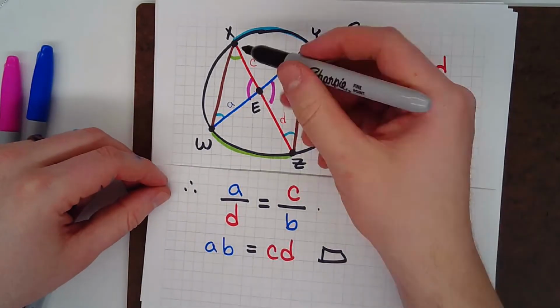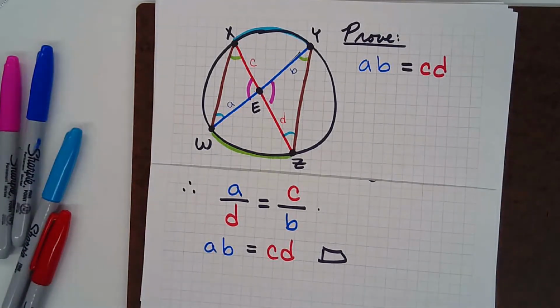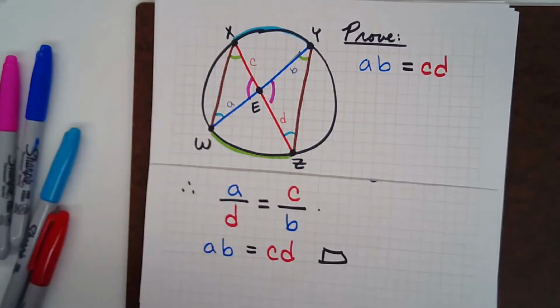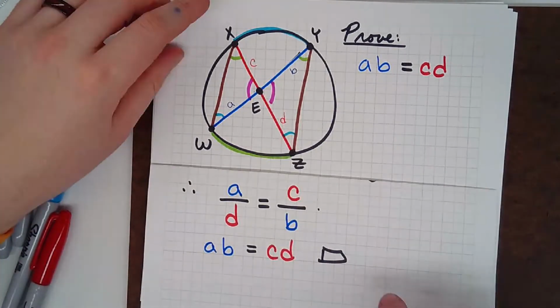The key thing to remember is that you need to draw these lines in to form these triangles, and then have at it with these inscribed angles. Again, always be looking for inscribed angles when you're doing these proofs. It's the key, vertical as well. All right, so that's proof number 1.